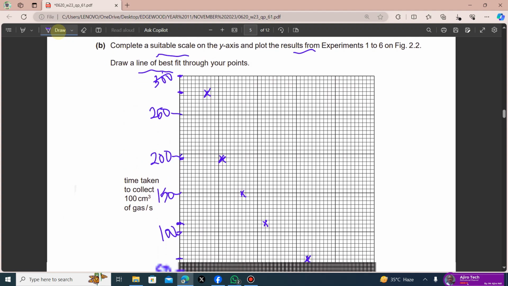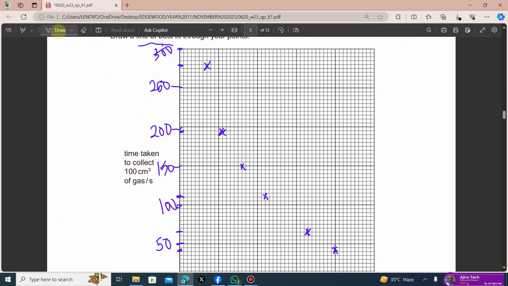Now the next thing is to draw the line of best fit. Now you have to manage this line because it's not really easy drawing on the screen. Just bear with me. Let's try to draw. Okay. So we may not really have a perfect curve, right? But ensure that the curve touches all the points.